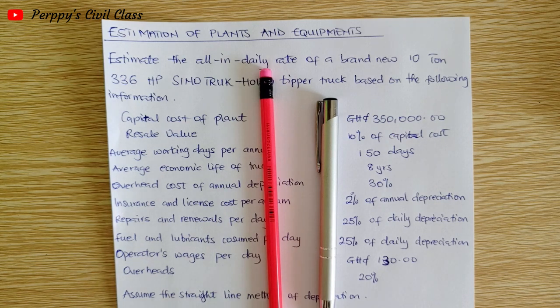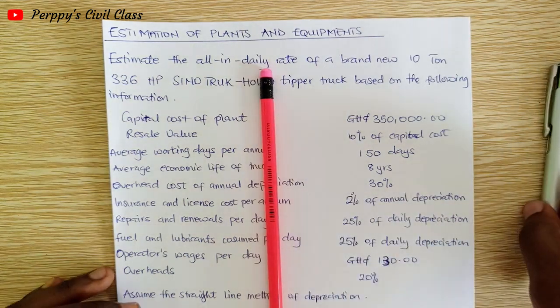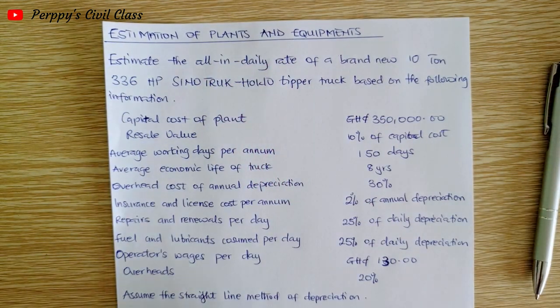Today we will be looking at estimation of civil engineering works, and in detail, we'll be looking at plant and equipment. We will be estimating the all-in daily rate of a tipper truck. So let's read the question and start solving.